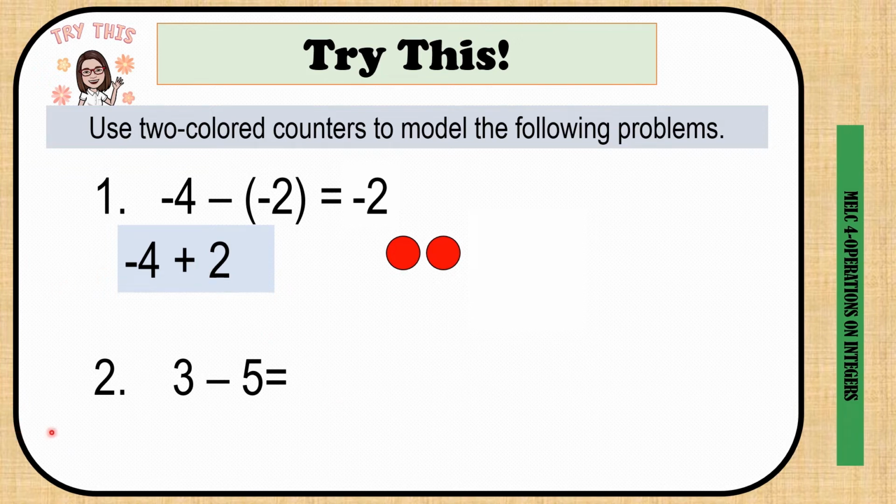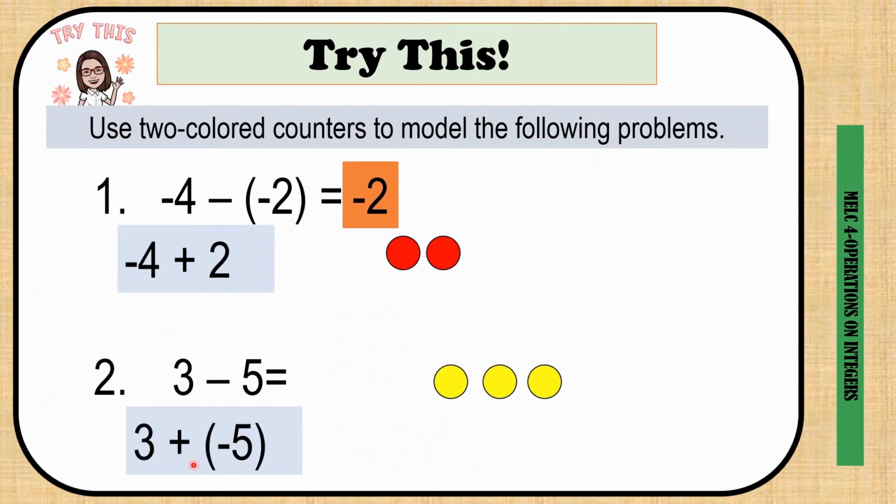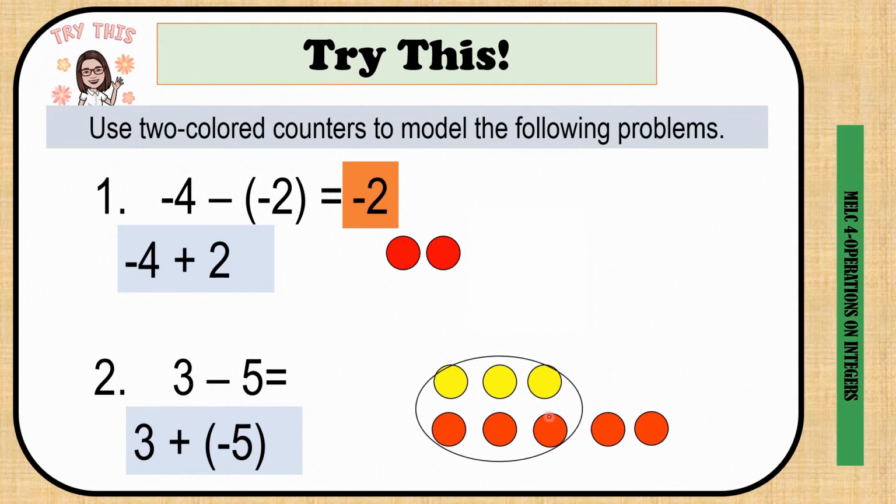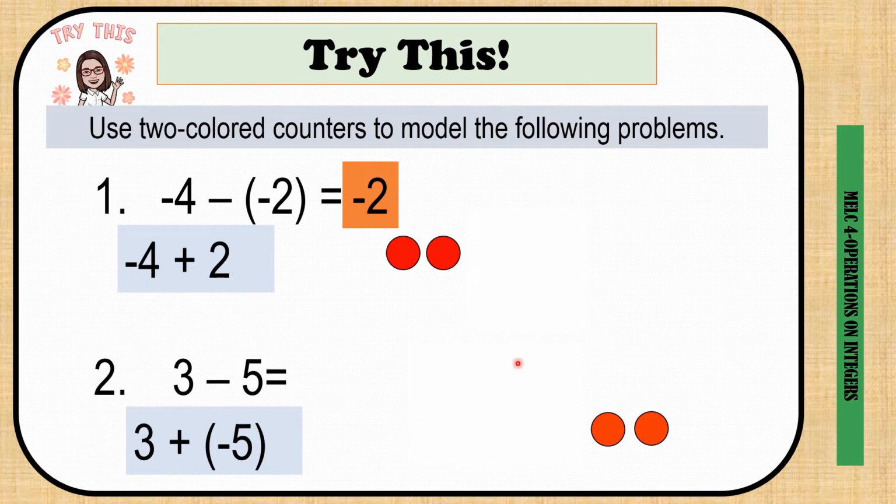Very good. Let's have number 2: positive 3 minus positive 5. So keep, change, change. You have 3 plus negative 5. Representing it, positive 3 is 3 yellow counters and negative 5 is 5 red counters. So remove the zero pairs again. Then the remaining are 2 red counters. That's why the answer is also a negative number. So these are the answers when you use two colored counters.